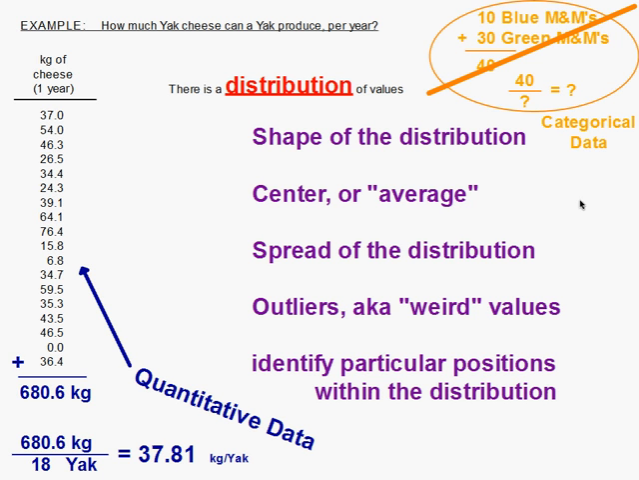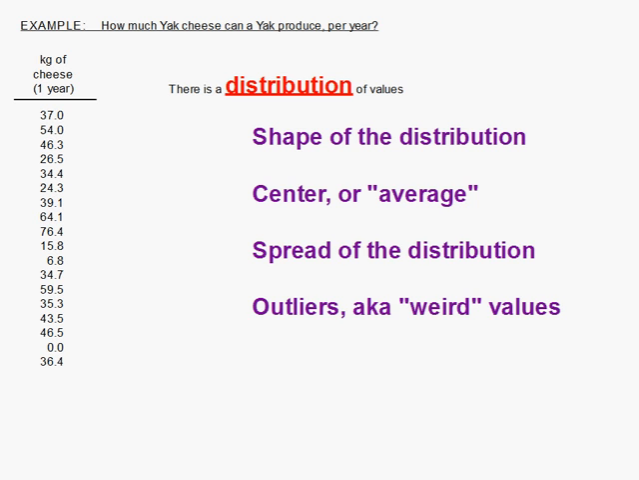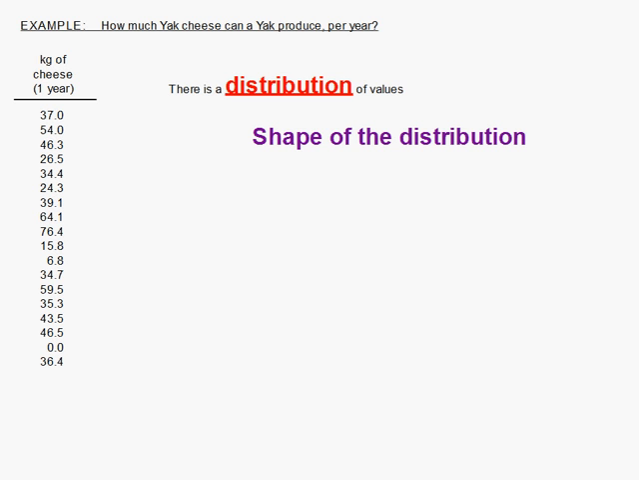We have these two categories, the category of blue and the category of green, and it really just doesn't make sense to try and average blue and green. It doesn't work. So that's an example of categorical data. We have to deal with categorical data entirely differently. All of what we're going to be doing in most of this unit, except for the very end, is going to be quantitative data. So now, let's rewind a little bit and get back to our yaks.